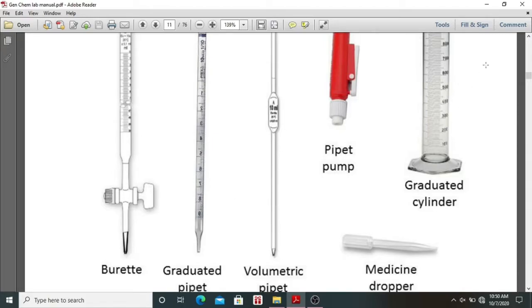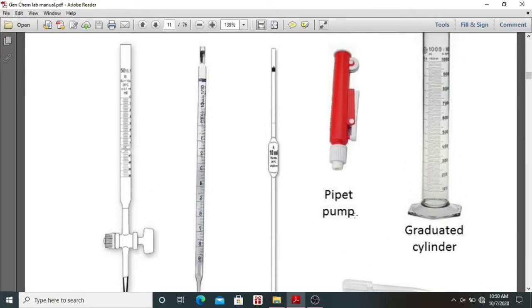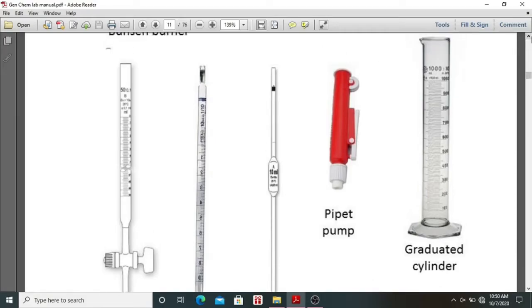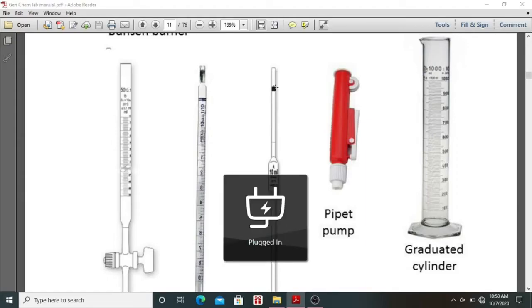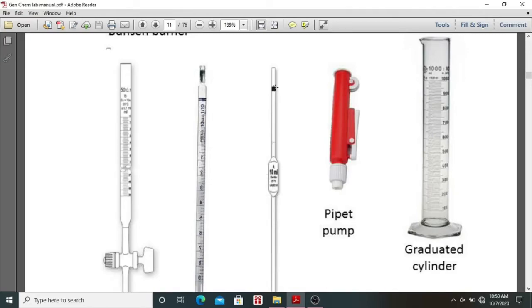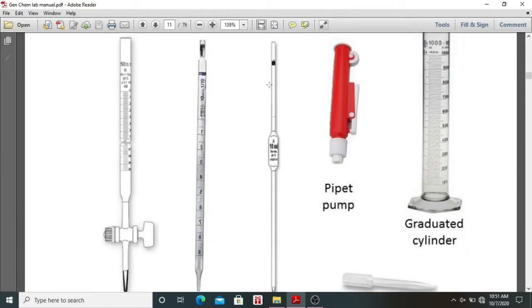Okay, so you have also pipette pump. Pipette pumps are used in drawing liquids with a pipette. I haven't mentioned yet what the function of a pipette is. Pipettes are used to dispense small quantities of liquids, and the way that you draw the liquid is that you use a pipette pump.